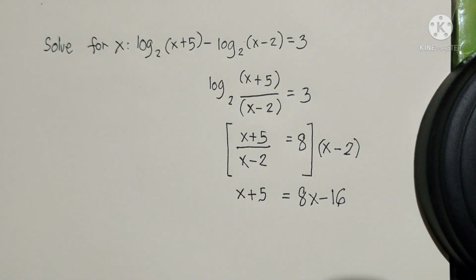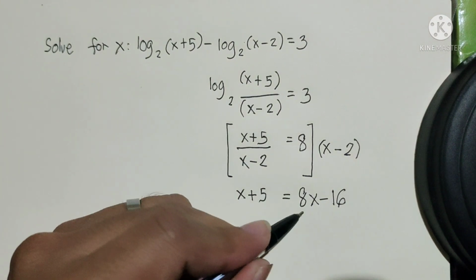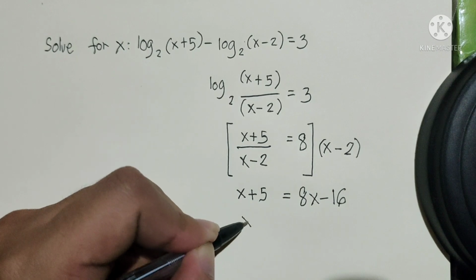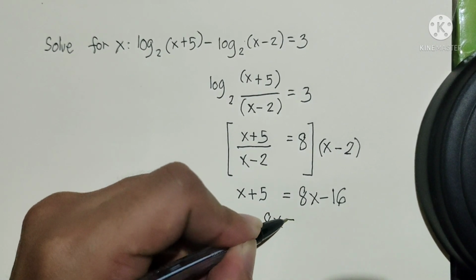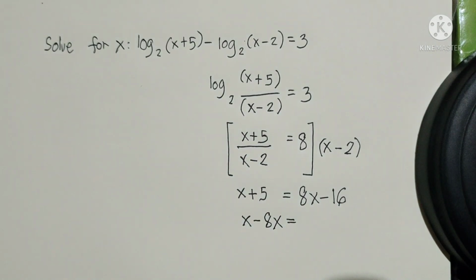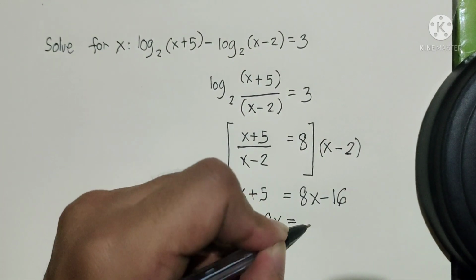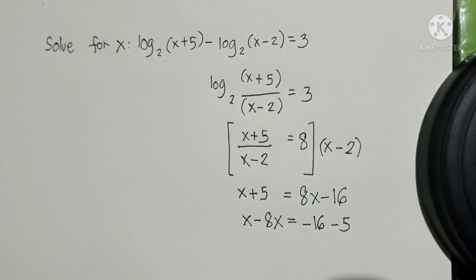Tapos, lahat ng expression na lahat ng terms na merong x ay i-isolate natin sa left-hand side. Meaning, si 8x, ililipat natin. So, pag nilipat natin, siya ay magiging negative 8x. Lahat ng walang x, ilalagay natin sa right. So, si positive 5, ililipat naman natin sa right. That will be negative 5.